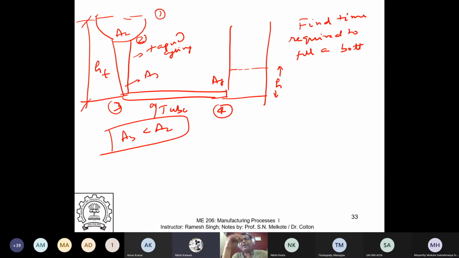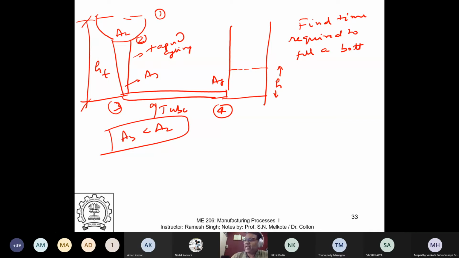Your question was, what if I make A3 very small? Yes. So the velocities will become very high, and that is not desirable on two counts. One, the flow will be turbulent. The second thing is it can wash away the sand mold a little bit, which is not desirable. So the size should be governed by making sure that your sprue design is such that the velocity is never high enough to get to turbulence.